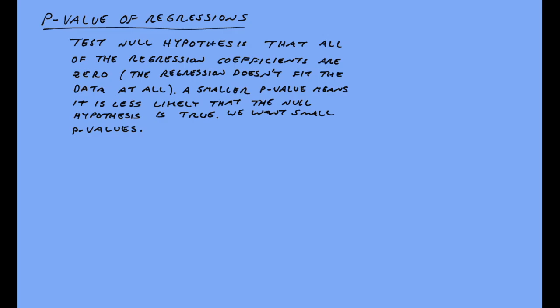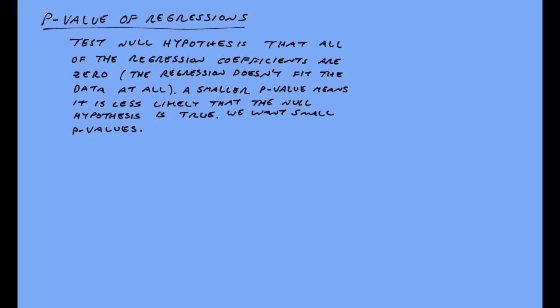This is an overview of the p-value of regressions. This is a way to test if the regression model fits the data or not. What's really happening is we're testing the null hypothesis that all of the regression coefficients are zero. In other words, the regression doesn't fit the data at all. A smaller p-value means it's less likely that the null hypothesis is true. We want small p-values.